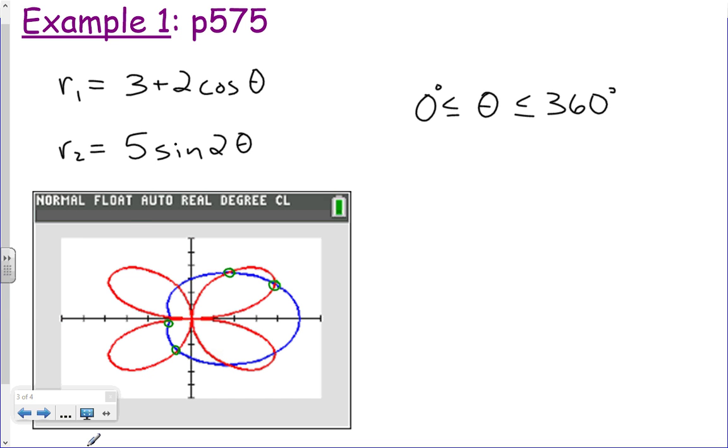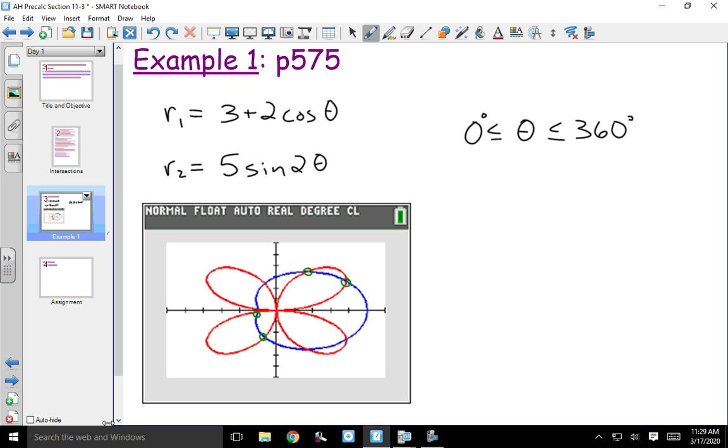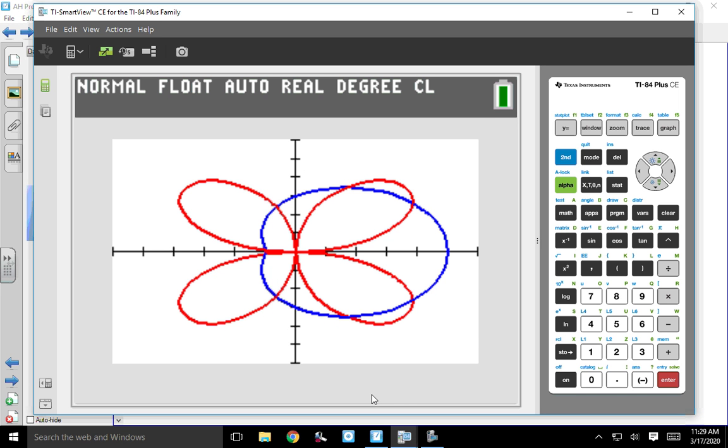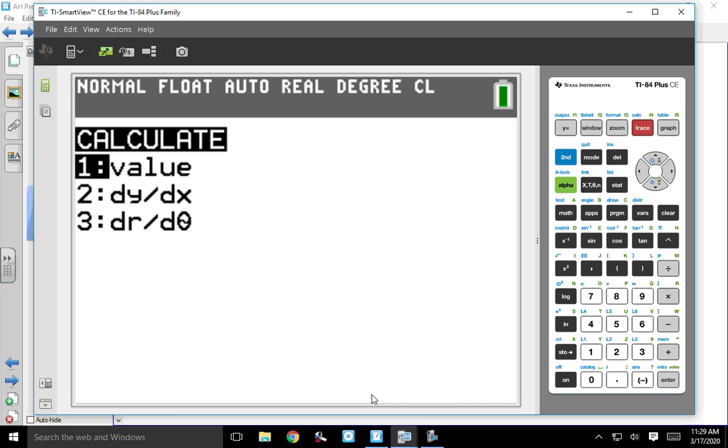Well, ideally, we could take our calculator, and let me jump back over here for a minute. We could go to our calc menu and actually find intersections. If I go to second calc, I'd like to be able to find intersections. But again, this is the problem of working in polar mode, that you are restricted on what options are available to you. I can't actually find intersections in here.